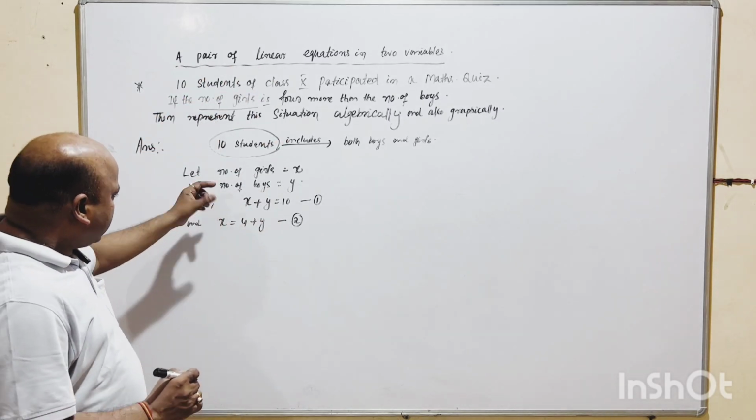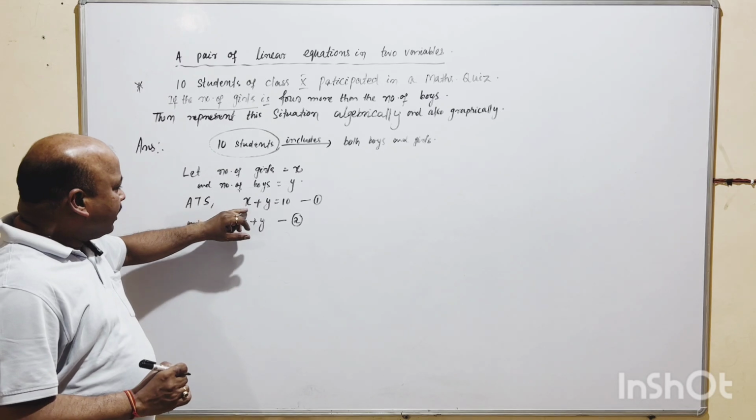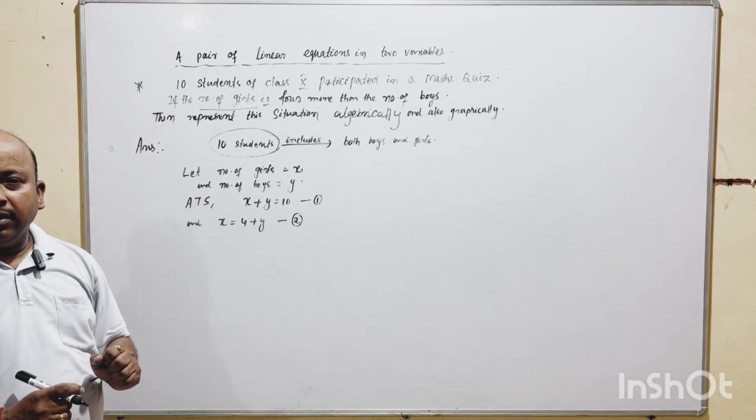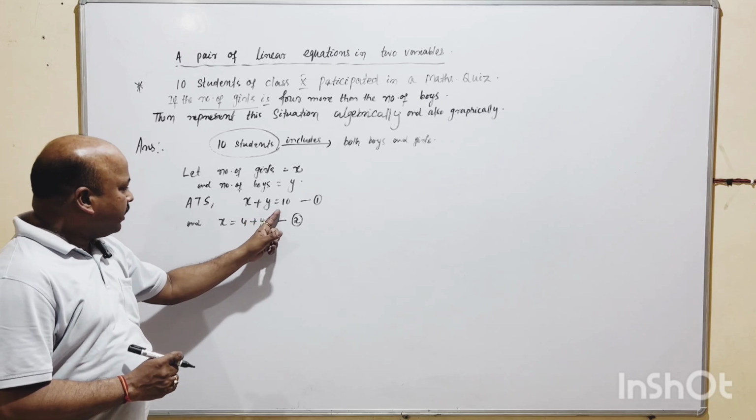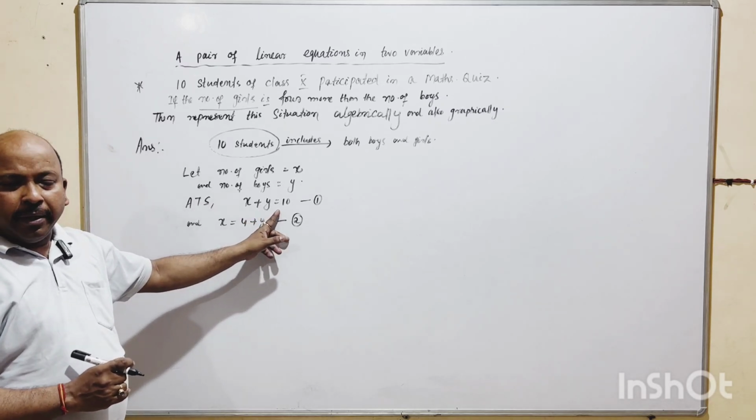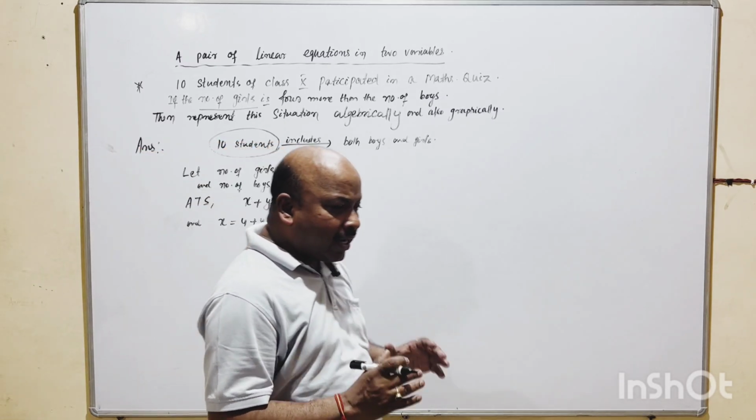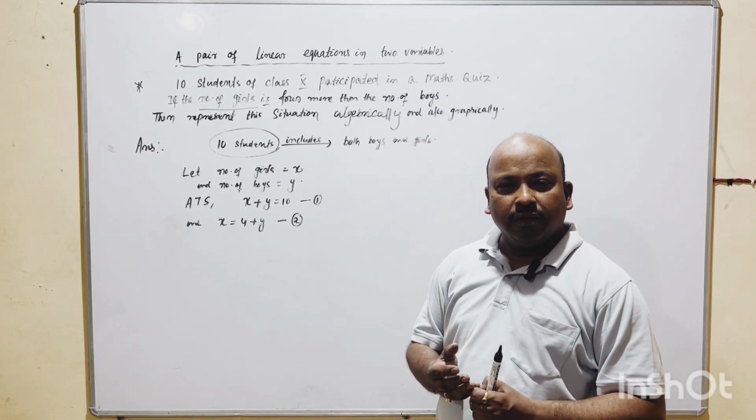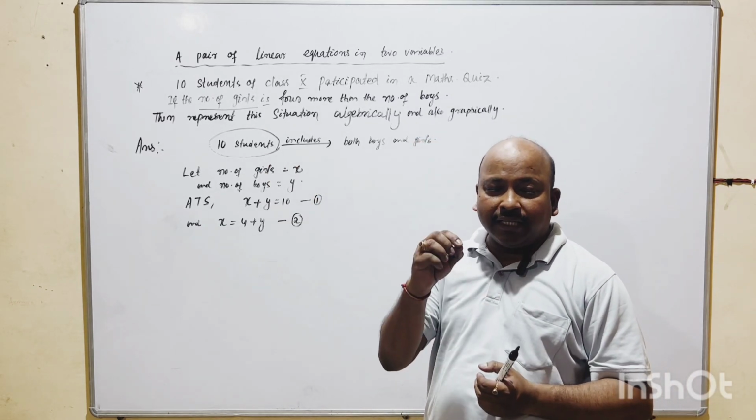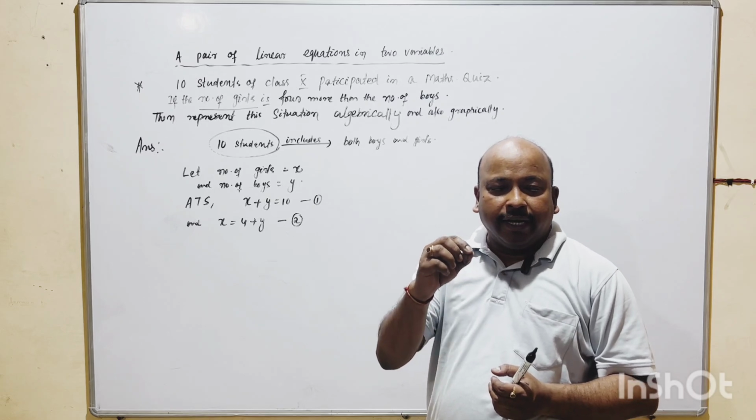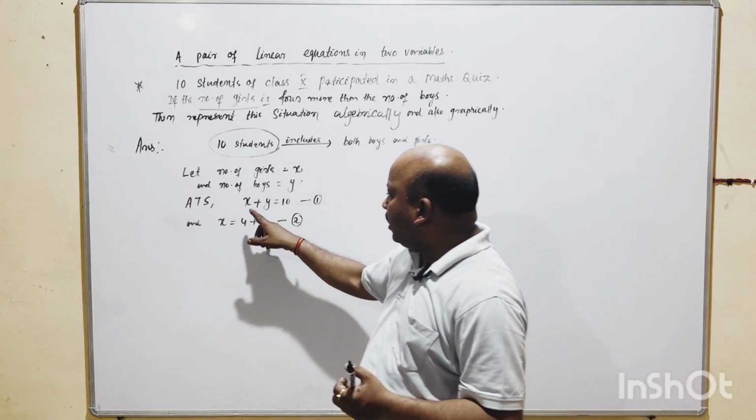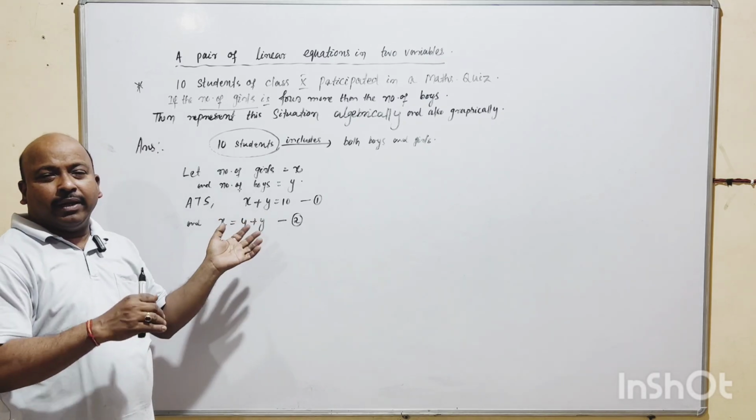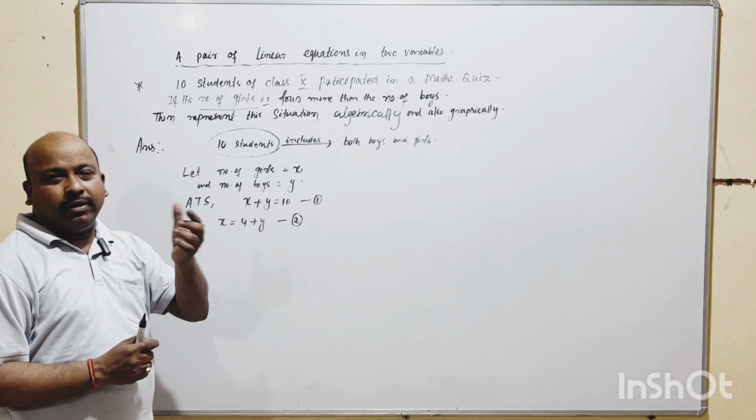So this is a pair of linear equations in two variables. Here x and y are the variables, right? Variables means those whose values are different for different situations. Suppose I have 10 rupees, that is a counting number, it is always constant. But here, for different situations, the values of x and y are different. That is why they are known as variables.